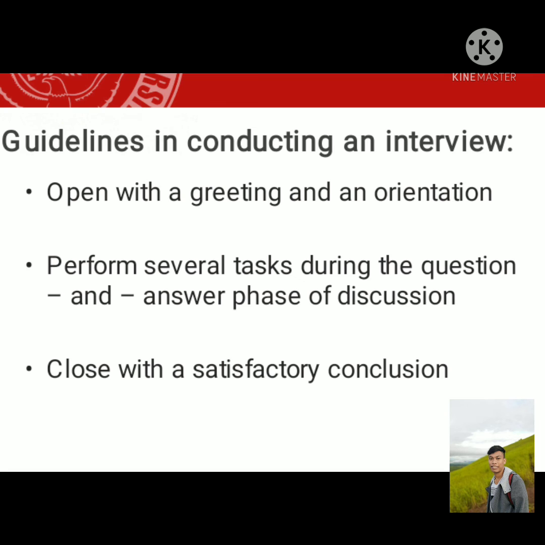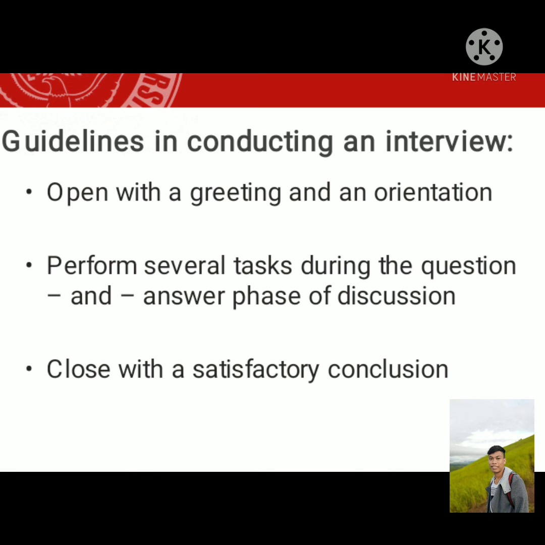So this is the time for you to motivate your participant to cooperate and giving a sense of what will follow. And dito din i-explain mo kung ano ang rason for the interview, and explain the information or ano ang information na kailangan and paano ito gagamitin.